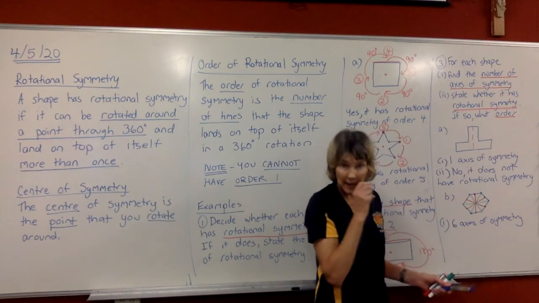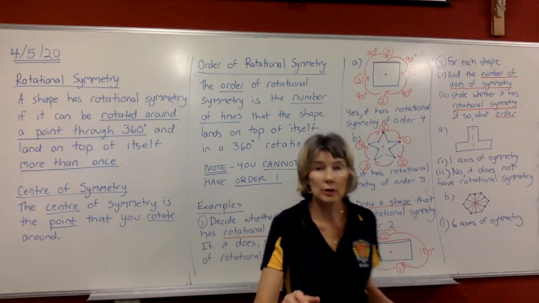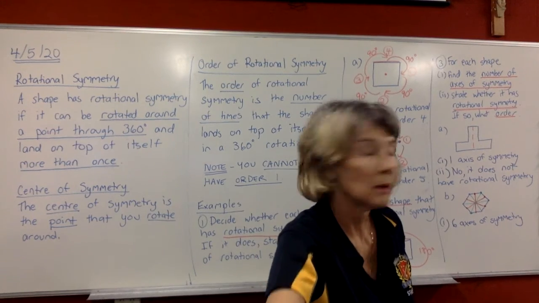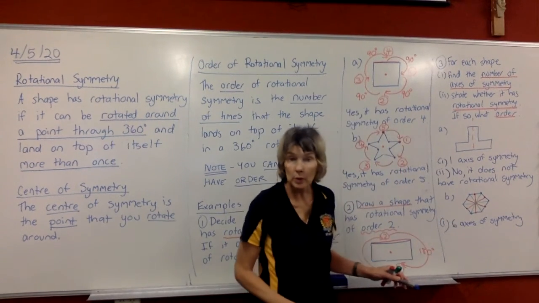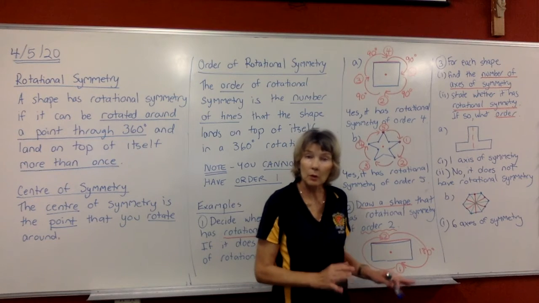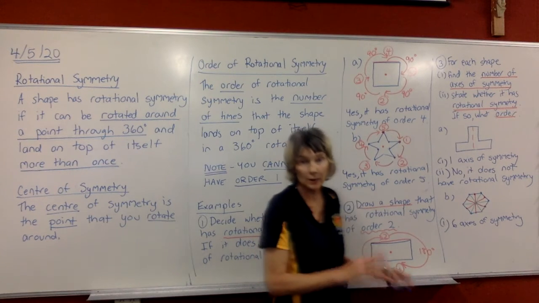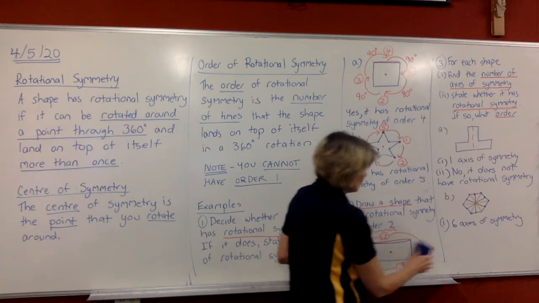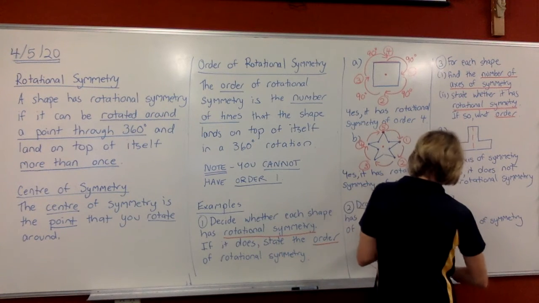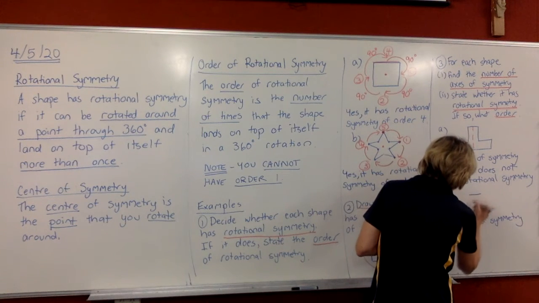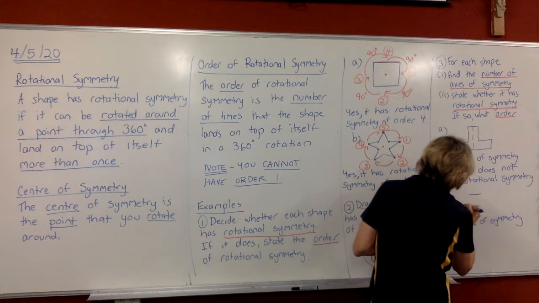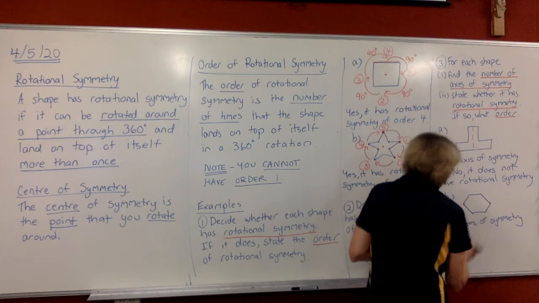Okay, I'm going to rub this out now, and I'm going to draw it again so that you can see what we do with the rotational symmetry. It would be a good idea if you draw the shape again, just the plain hexagon, like I'm about to do. And we're going to start again.